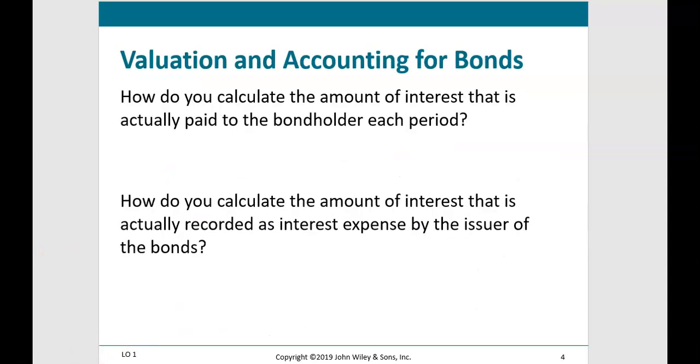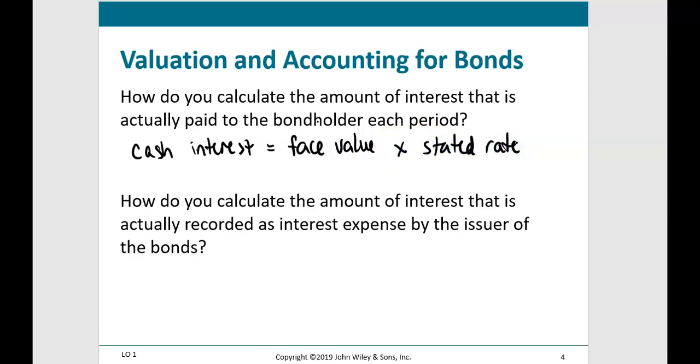Let's move on to our next slide. So how do you calculate the amount of interest that is actually paid to the bondholder each period? As we said before, the cash interest or the interest payment is equal to the face value of the bond, or the par value or the maturity value of the bond, multiplied by the stated rate.